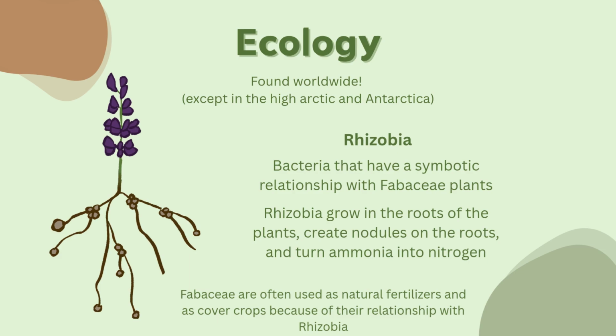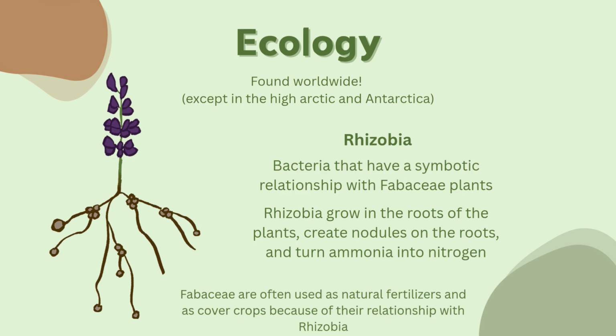Now, rhizobia bacteria put nitrogen in the soil and help plants grow. How this happens is the bacteria enter the root hairs and cause nodules on the roots of the plant to grow. So those are the little circles you can see in the illustration right there. And when inside these nodules, they turn atmospheric nitrogen into ammonia. And I know that sounds kind of confusing because I just said that they create nitrogen. Ammonia is actually a type of nitrogen that plants can more readily use than atmospheric nitrogen.